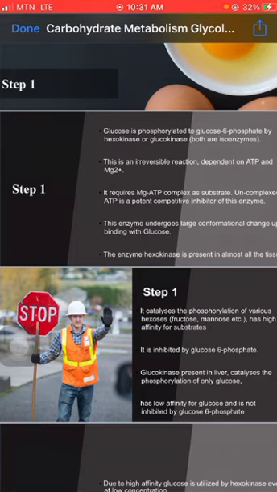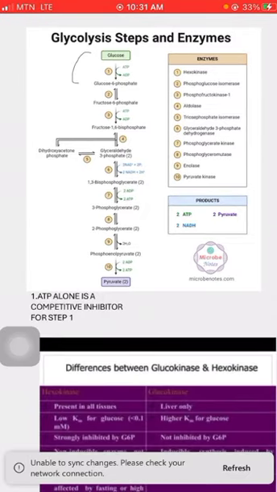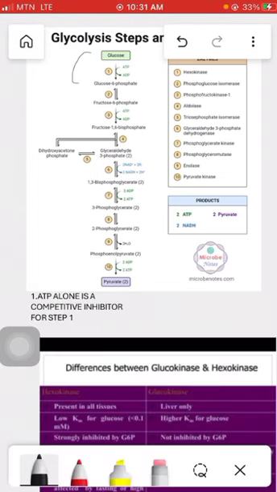When only ATP comes in, the ATP will serve as an inhibitor, not an activator. Before the ATP can be an activator, it has to come with the magnesium 2+, else it will be an inhibitor. So as I said, ATP alone is a competitive inhibitor for what? Step 1. Note that.